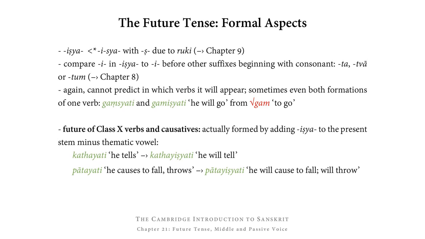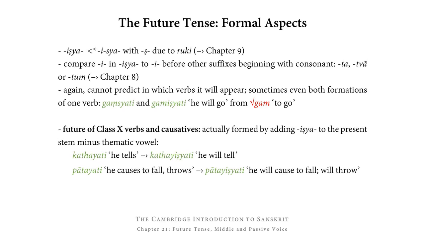So, for example, you could get kur ta, but pat i ta. Here we have the exact same thing happening, a short i appearing in front of the future marker sya. When that happens, then through ruki, the i changes the sya into shya, and that's how we get ishya. If you don't quite remember the ruki rule anymore, go back to chapter 9, where it was introduced.